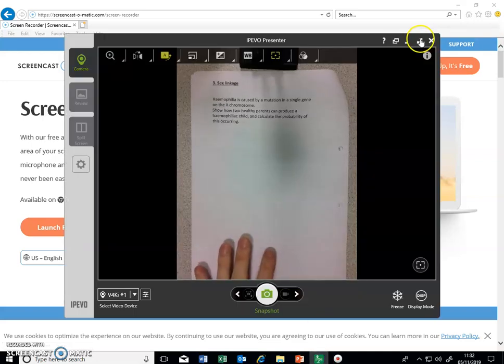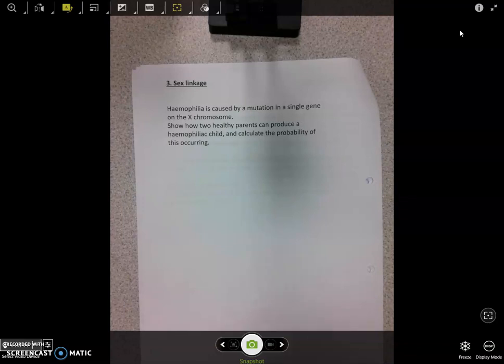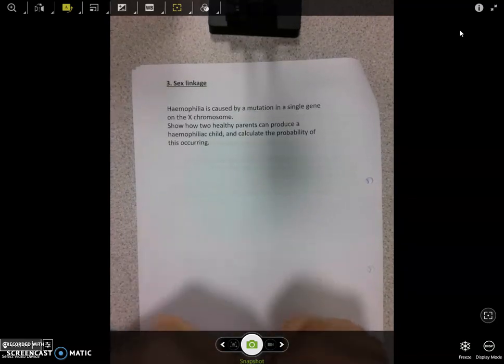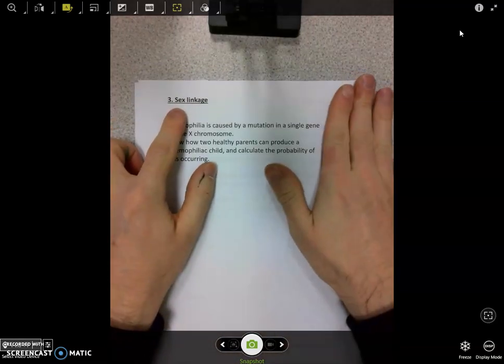Right, folks, next in our list of inheritance problems you've got to be able to solve is one involving sex linkage. So what does this mean? This is not linkage like we will talk about later on when we talk about two traits on the chromosomes that just happen to be on the same chromosome. This is specifically to do with sex determination.